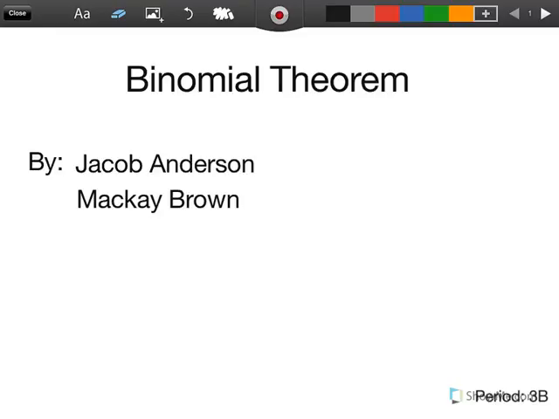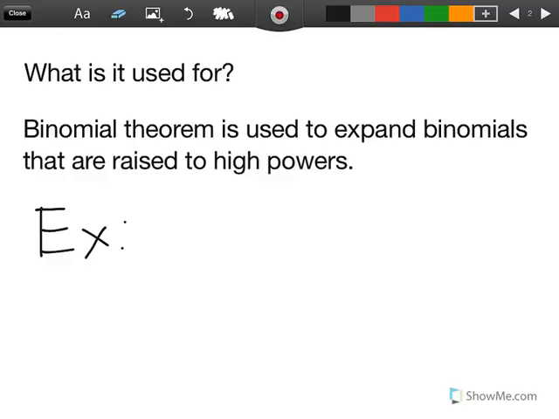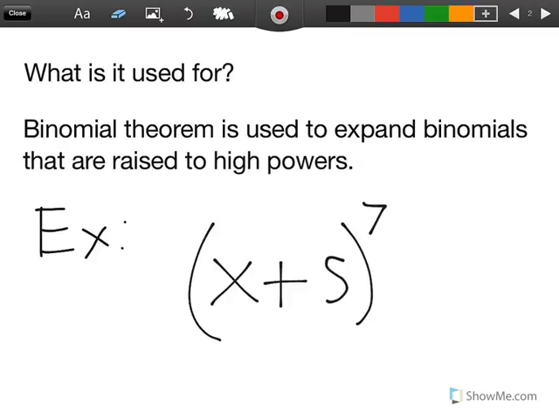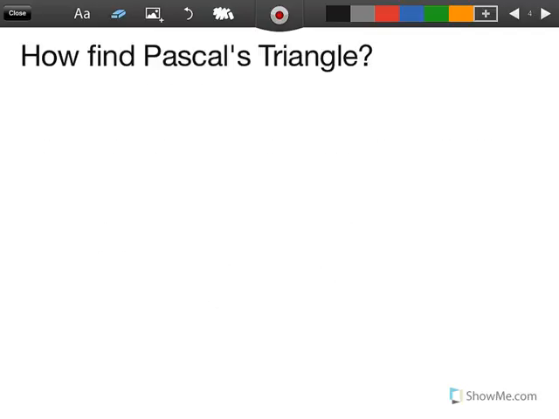Alright, today we will be learning how to use the binomial theorem. First off, what is the binomial theorem used for? The binomial theorem is used to expand binomials that are raised to high powers. For example, if you had the binomial (x + 5) raised to the 7th, this would be very hard to expand traditionally. However, using the binomial theorem makes this much easier.